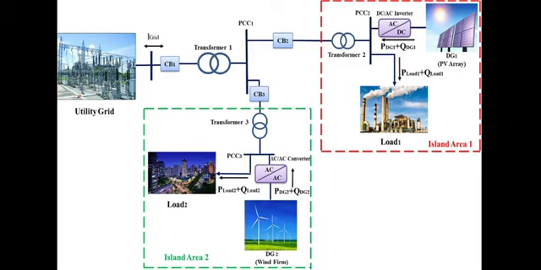Voltage-based methods. Similar to frequency-based methods, voltage-based methods monitor the voltage levels in the system. A significant change in voltage could indicate an islanding condition. Voltage-based methods include rate of change of voltage, ROCOV, and under/over voltage relays.